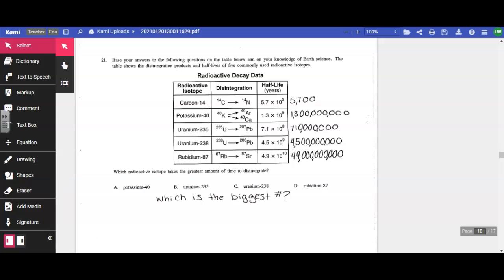I have written out the expanded notation of all of the half-lives, so I would take a look at that. Okay? Which is the biggest number? Make sure you're looking at those zeros. Which one takes the longest amount of time to disintegrate?